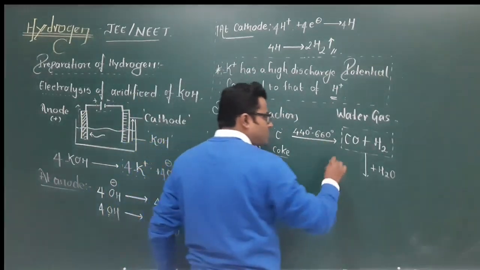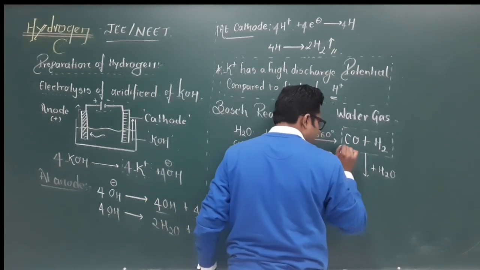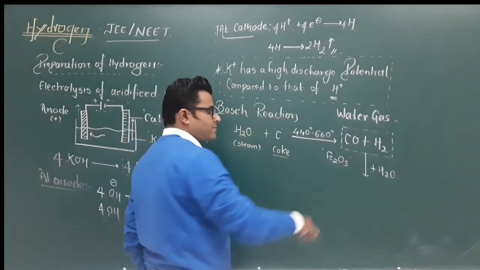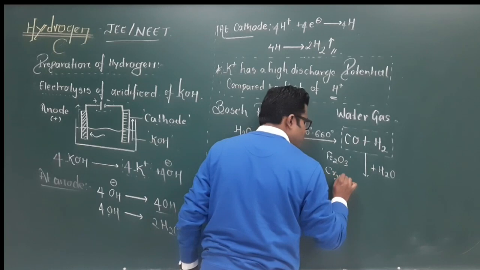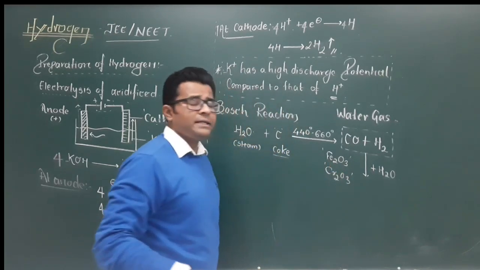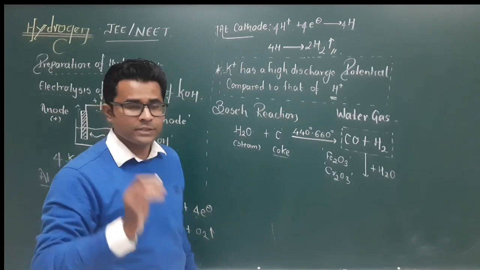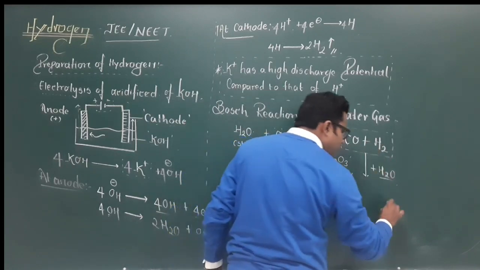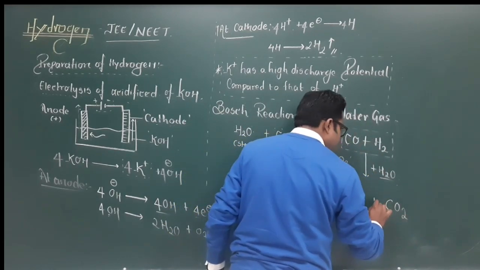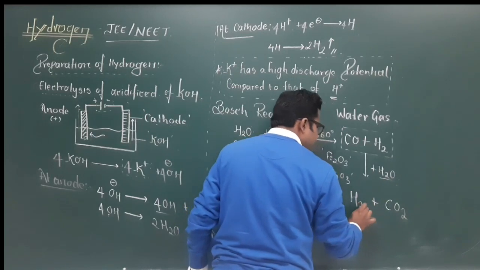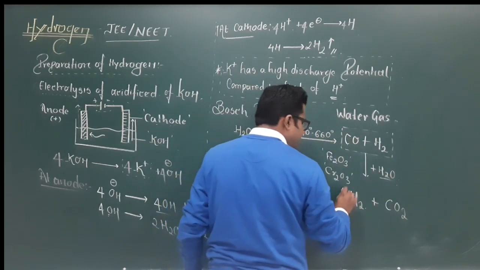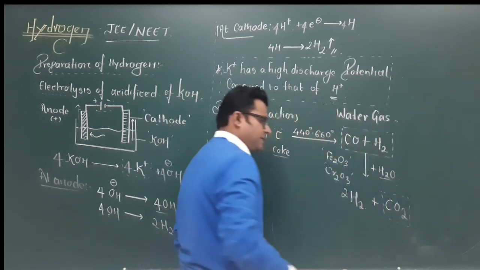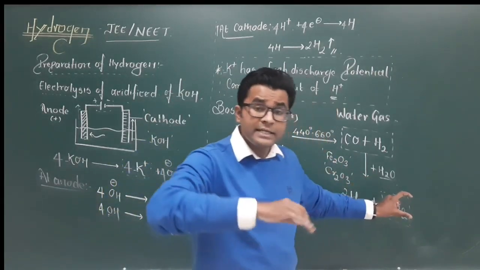And in this particular case, we use Fe2O3, ferric oxide, as a catalyst and Cr2O3, chromium oxide, as the promoter. So here, carbon monoxide gets oxidized to give us carbon dioxide plus hydrogen. That means the amount of hydrogen increases, and this carbon dioxide is now separated.